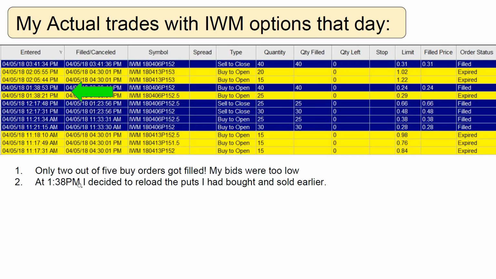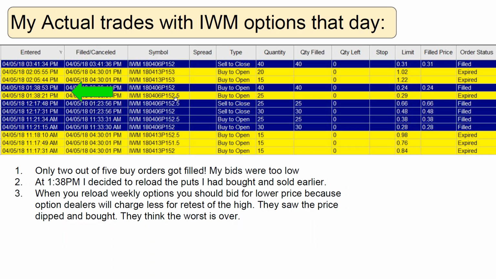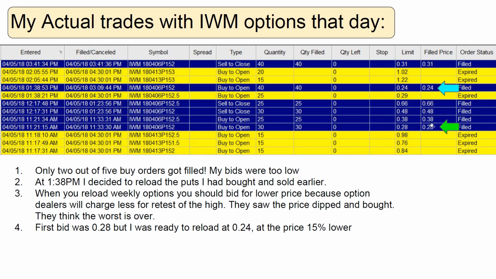A little bit later on, at 1:32, when prices got back up, I decided to reload the puts I had bought and sold earlier. So I inputted new orders around 1:38, and again I went along the same 2 options I got filled before, with expiration the next day and strikes 152 and 152.50. But that time I was not prepared to pay the same price. My initial fill for that 152 option was 28 cents, and my initial fill for the 152.5 strike was 38 cents, and I put it at 29.